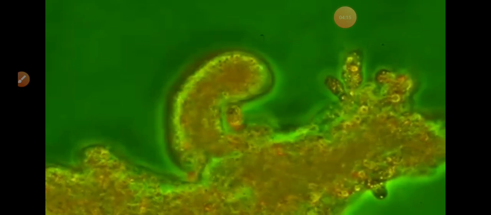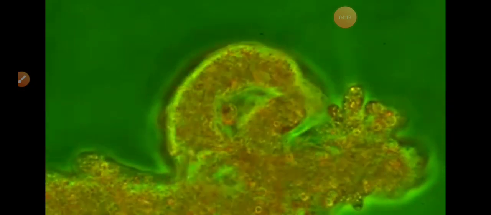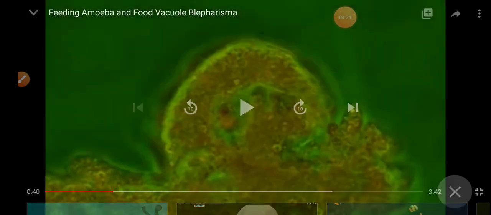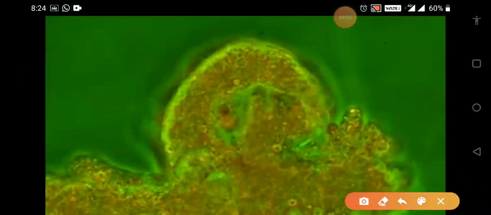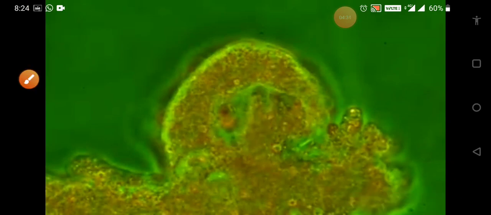See how the pseudopodia have engulfed it. Yes, both the pseudopodia have fused, and there is the formation of the food vacuole. I'll show you which is the food vacuole. See, this is the food vacuole formed, right? Now let us see how the food will be digested inside this food vacuole.